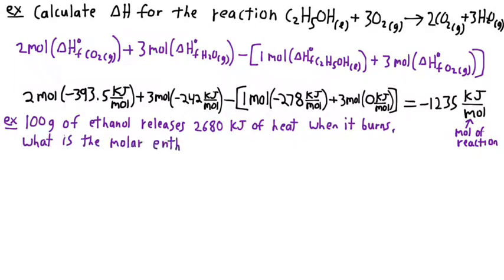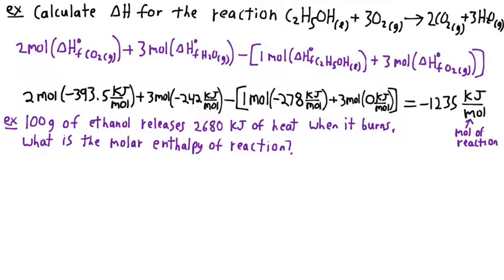So then, one more example. If 100 grams of ethanol releases 2,680 kilojoules of heat when it burns, what is the molar enthalpy of the reaction? So molar enthalpy just means per mole, like this. Per mole of reaction means when you're using this many moles of things. When you're using 1 mole of ethanol and 3 moles of oxygen, and you get 2 and 3, that's 1 mole of the reaction.